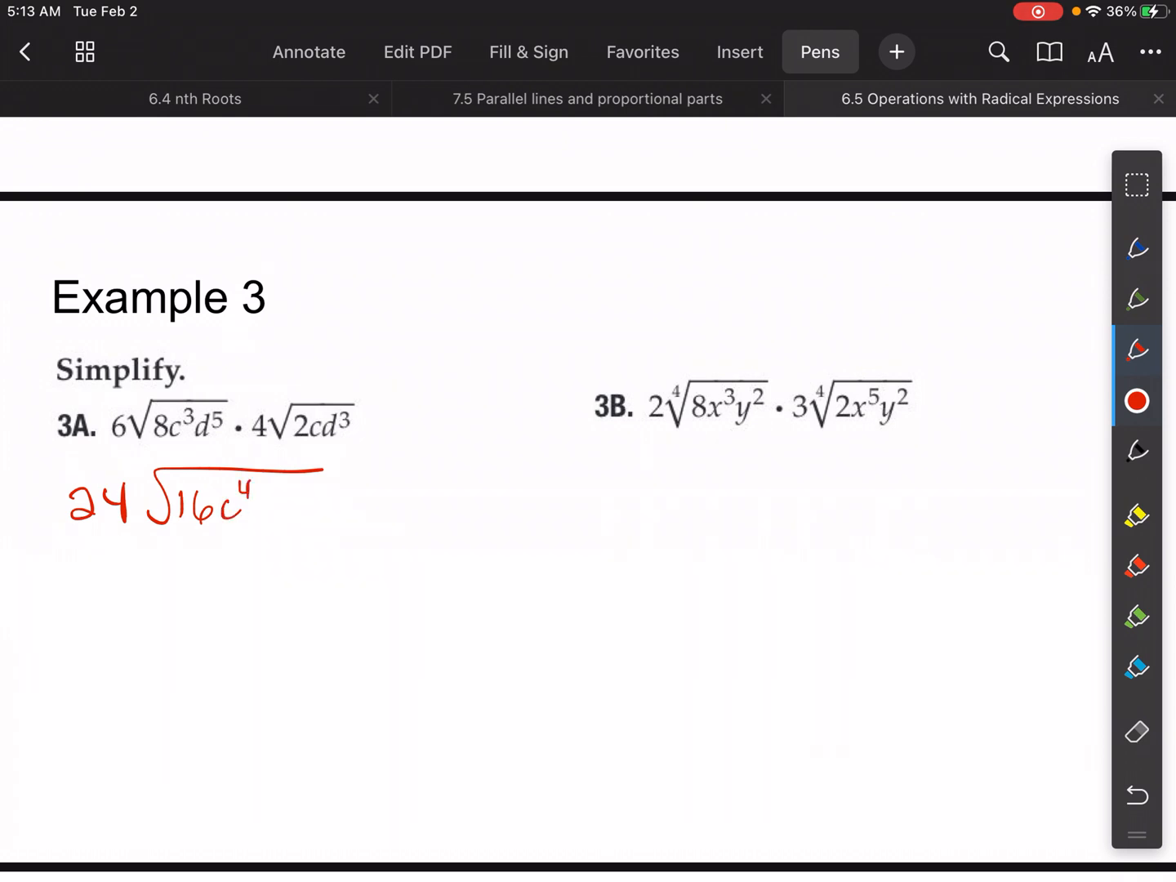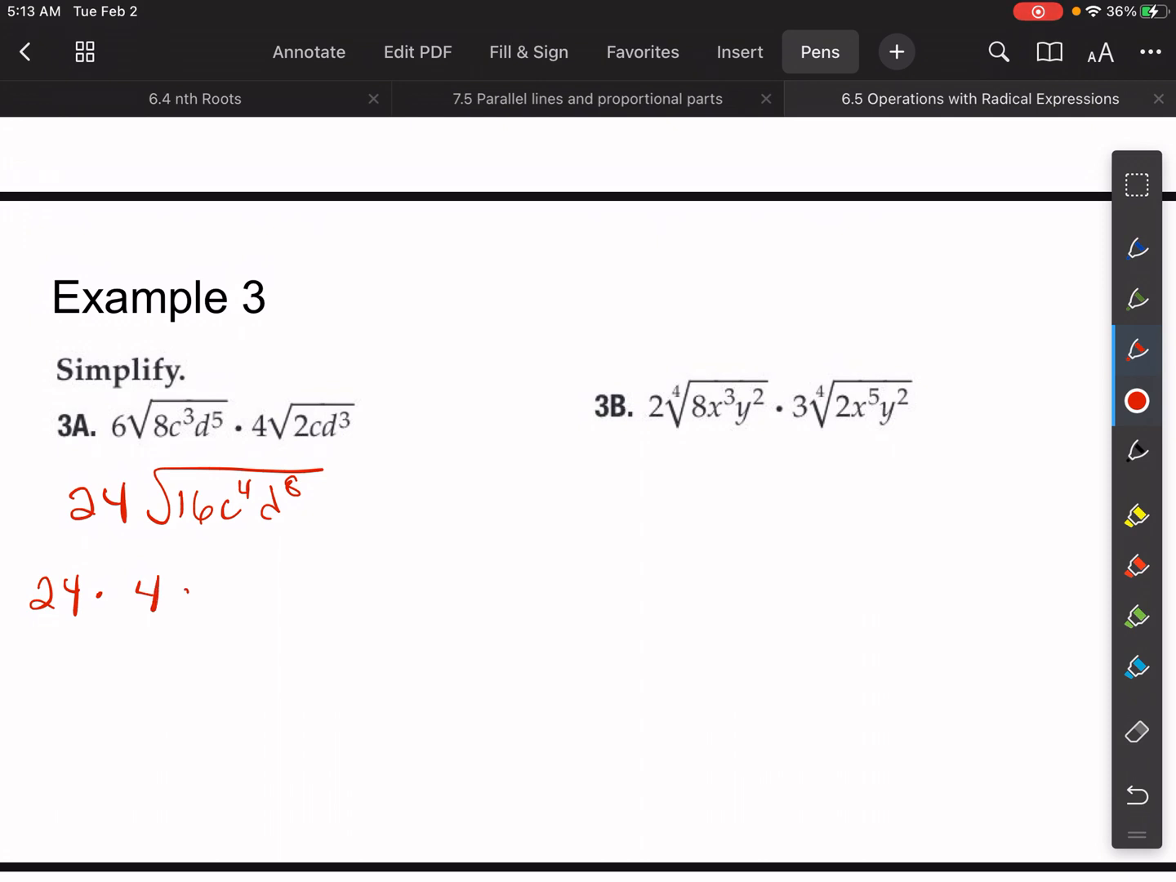d to the fifth times d to the third is d to the eighth. Okay, so I just multiplied this out before I simplified this. Now I'm going to take these square roots if I can. The square root of 16 is 4, right? So I have 24 times the square root of 16, which is 4.